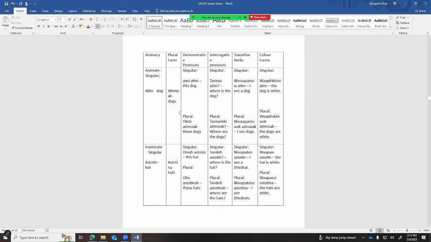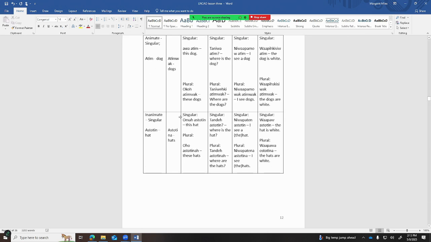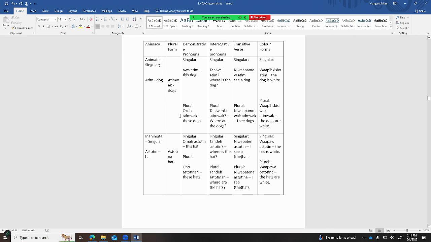And another example chart for nouns. We said the columns are the animacy column, plural form, demonstrative pronouns, interrogative pronouns, transitive verbs, and color forms. So in the animacy column, we have singular, atim, dog. Plural form would be atimag, dogs.